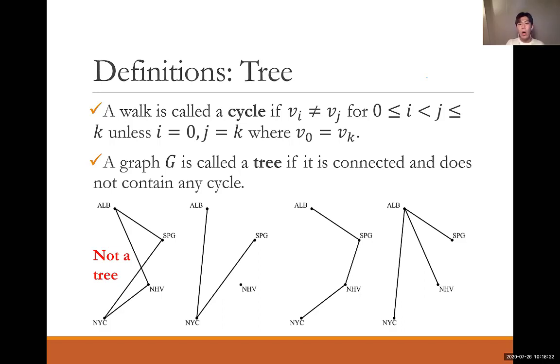For the second one, it is also a graph, but it is not connected. As we can see, if I'm in New Haven, I cannot go anywhere else in this graph as there are no edges connected to New Haven. So it's not a tree as well. And the third example is a tree. It's connected. All the four cities have edges to another, and we can go from every city to another one. And also, we can see that there's no cycle in this example. The fourth example is also a tree, as it is connected and it does not have any cycle. So this is the definition of trees.